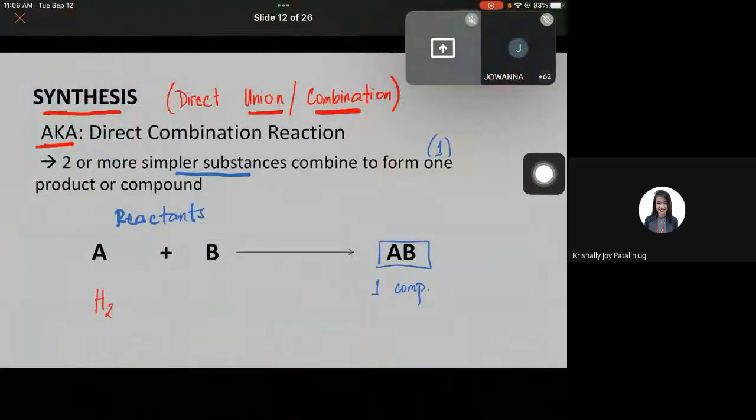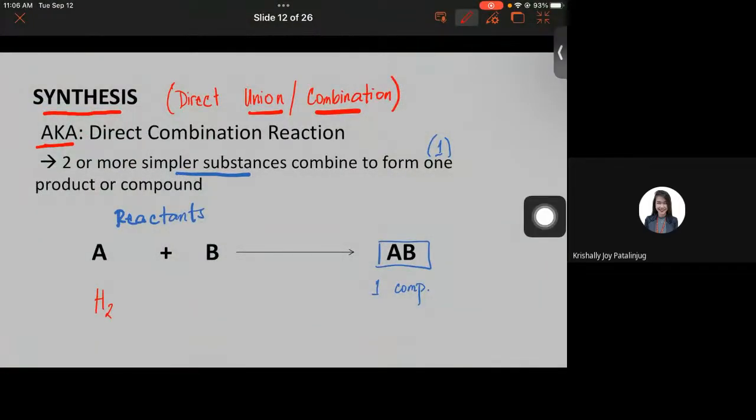Okay, so let me repeat. A specific example for a synthesis type of reaction. Let's say the simple substances being reacted on the reactant side are hydrogen gas, and we have another simple substance, oxygen gas. Now, in the product side, we could synthesize one compound out of these two simple substances being reacted, and that could be water, H2O. So observe in the chemical equation, it only forms one compound or one product.